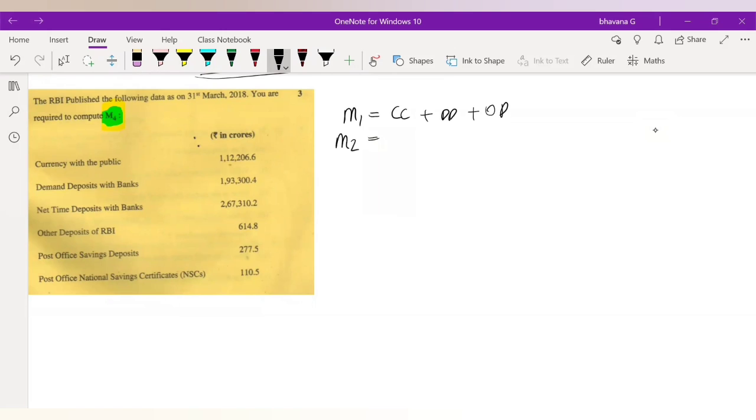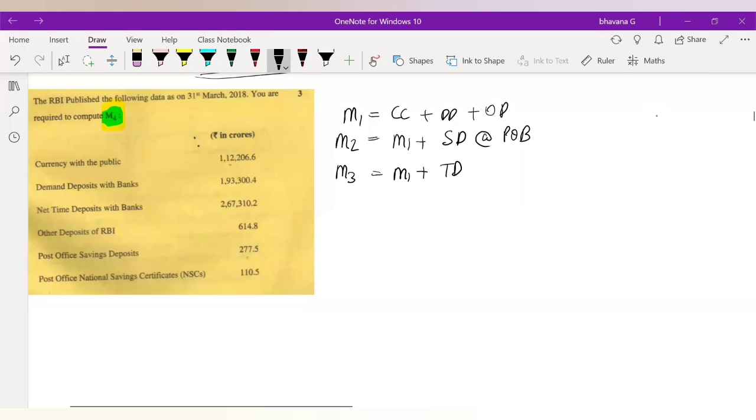What is your M2? Your M2 is M1 plus saving deposit at post office bank. What is your M3? Your M3 is nothing but again M1. It is not M2, guys. It is M1 plus time deposits at commercial banks.